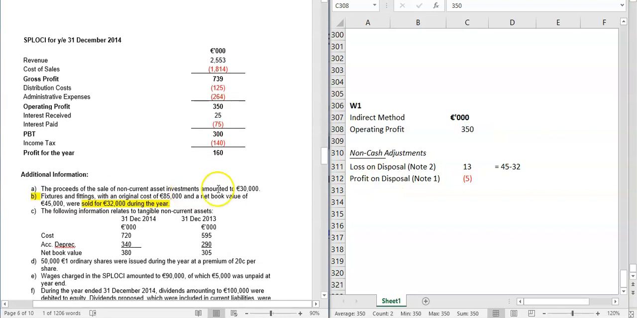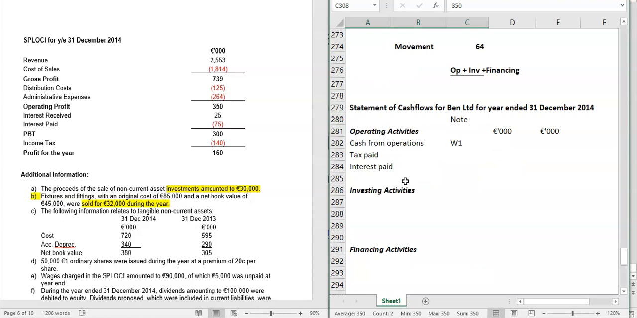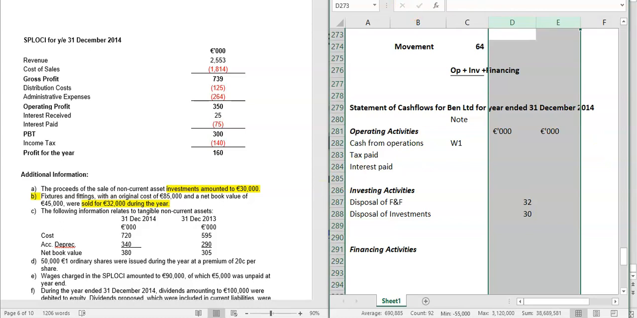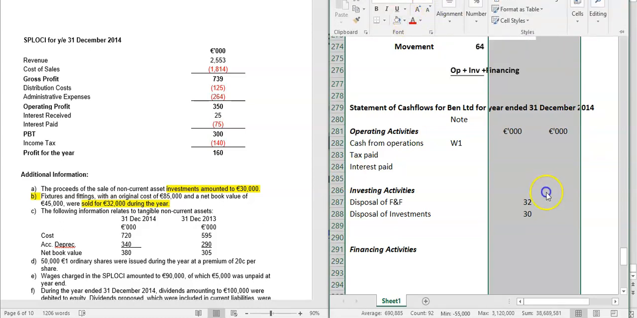Now what a lot of students will do is take those proceeds, disposal of investments and disposal of fixtures and fittings, and slot them into investing activities because you have them done already. That's why I set the template up. So here, disposal of F&F, and that is going to be 32,000. And you have disposal of investments, and you're going to put in 30. Both of those would have been debit bank when you're selling the particular asset.